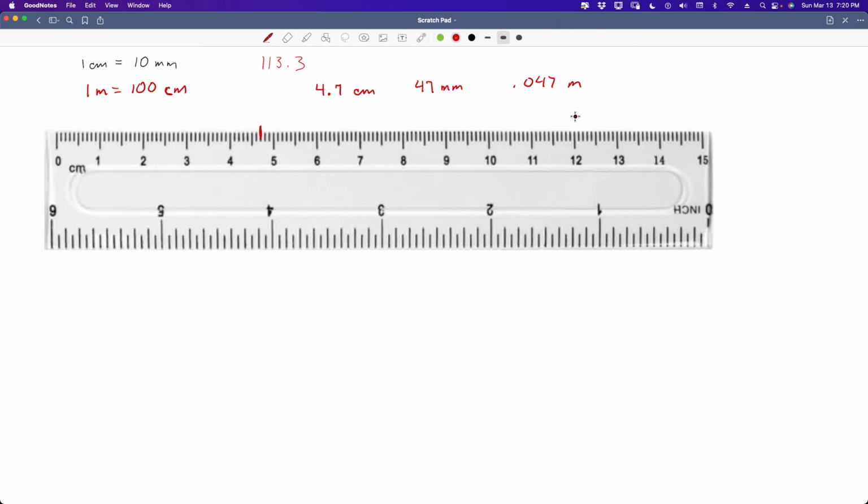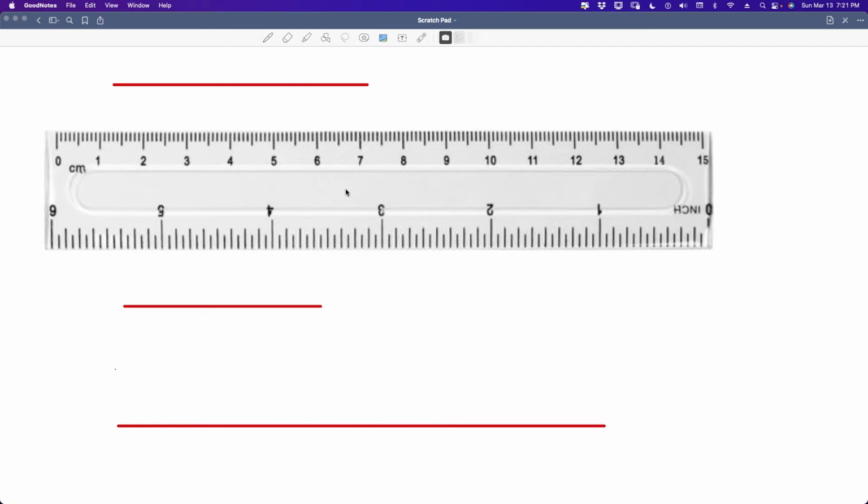So let's look at 113.4. Let me erase all of this for us. So I'm going to draw some lengths and then we're going to measure them. So let me draw them up here for us. All right, so here's the first one.